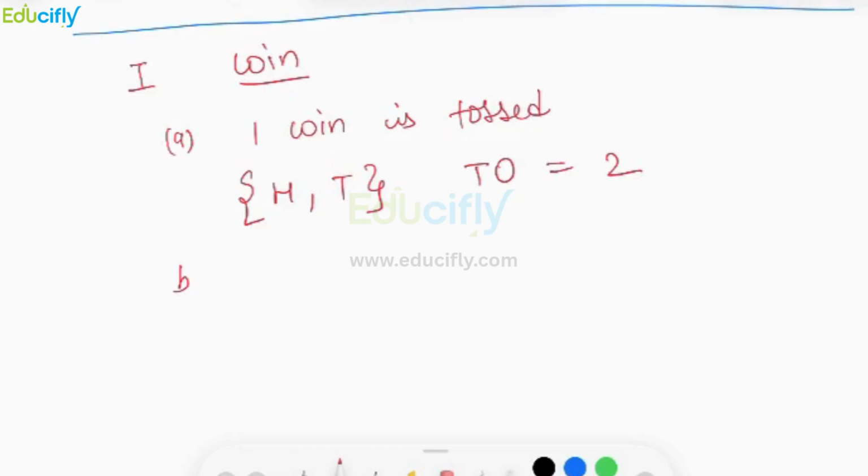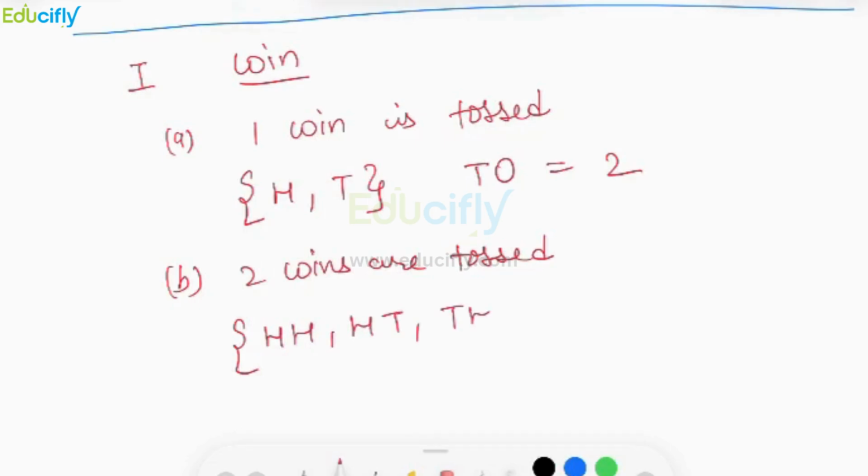And for the second case, I'm saying if two coins are tossed, then we are getting four outcomes, which are head head, head tail, tail head, and tail tail.